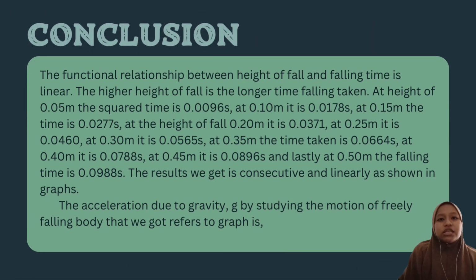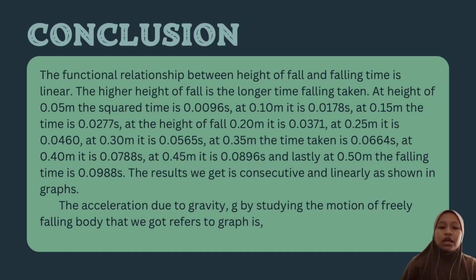Conclusion. The functional relationship between height of fall and falling time is linear. The higher the height of fall, the longer the falling time taken. At a height of 0.05 meter, the squared time is 0.0096 seconds. At 0.10 meter, it is 0.0178 seconds. At 0.15 meter, the time is 0.0277 seconds.